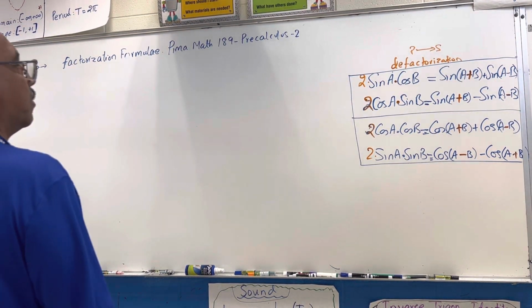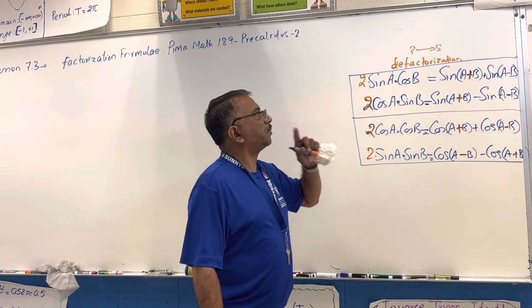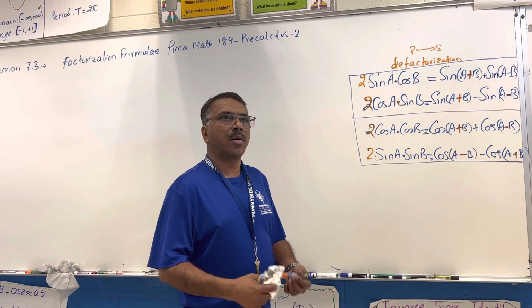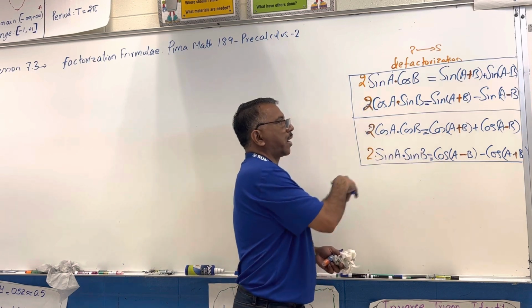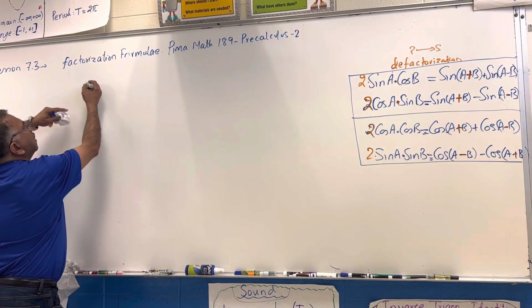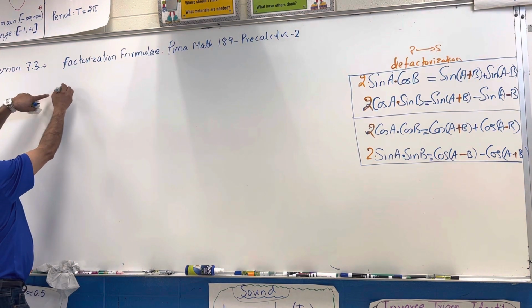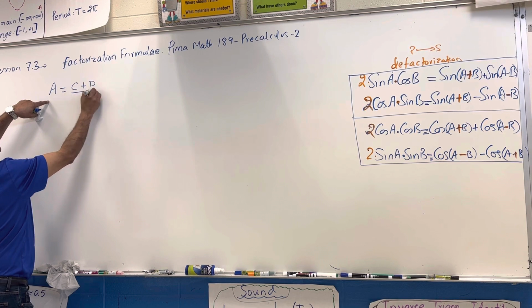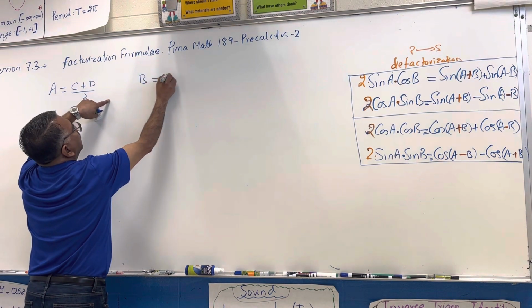Okay, last time we proved the product-to-sum factorization formulas. Now I want to go the other way: how do we get from sum to product? So let's make some adjustments. Instead of A, let's write it as (C plus D) over 2. And instead of B, let's put (C minus D) over 2.